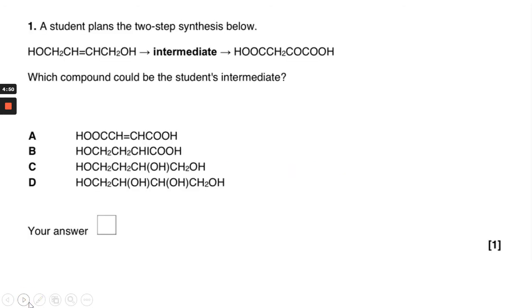So let's look at the question first of all. The first thing to do is to consider the functional groups that are present. So we've got a primary alcohol, a second primary alcohol, and an alkene in the starting compound. We've got a carboxylic acid, a second carboxylic acid, and a ketone in the product. So what's happened is the two primary alcohols have turned into carboxylic acids and the alkene has turned into a ketone.